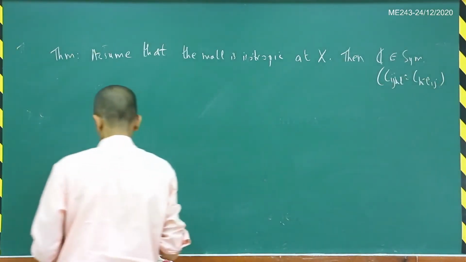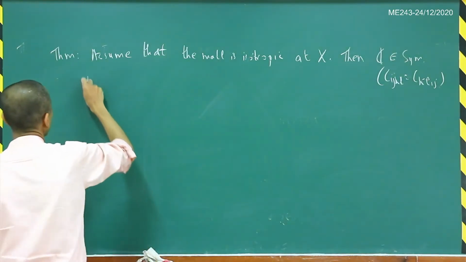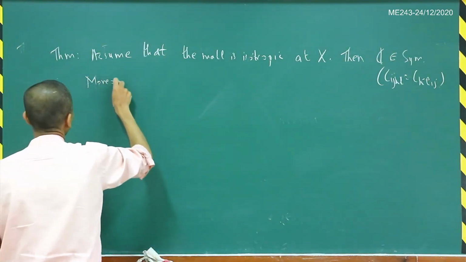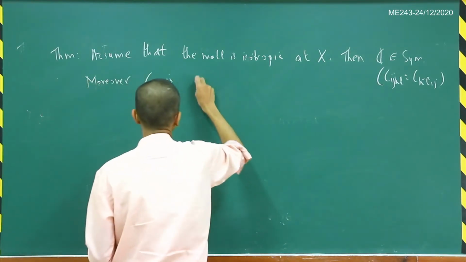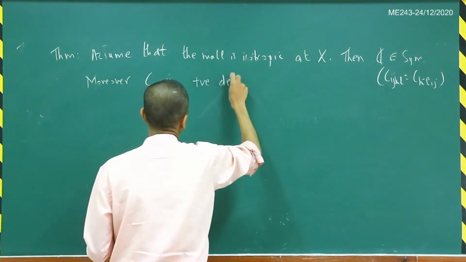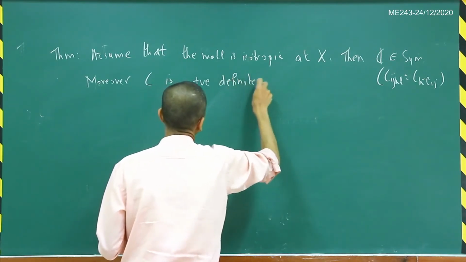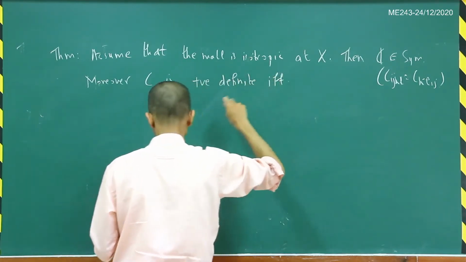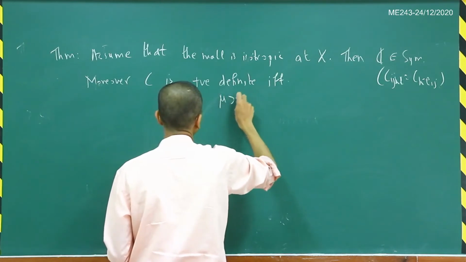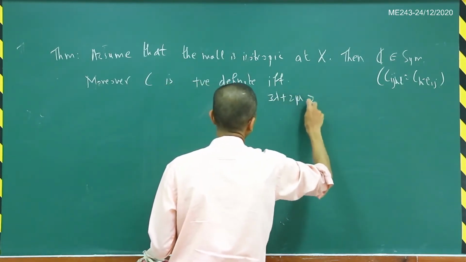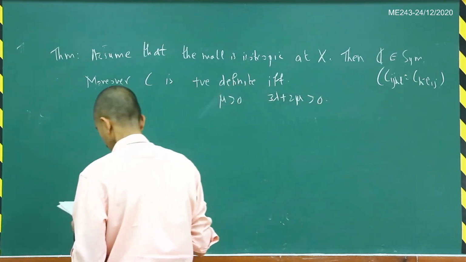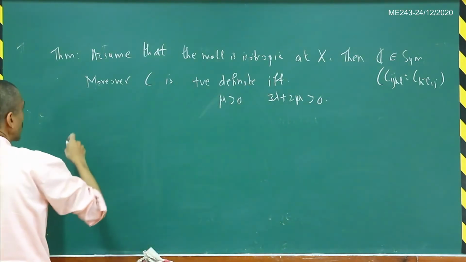And moreover, C is positive definite if mu is greater than 0 and 3 lambda plus 2 mu is greater than 0. So let us prove this particular theorem. So proof.